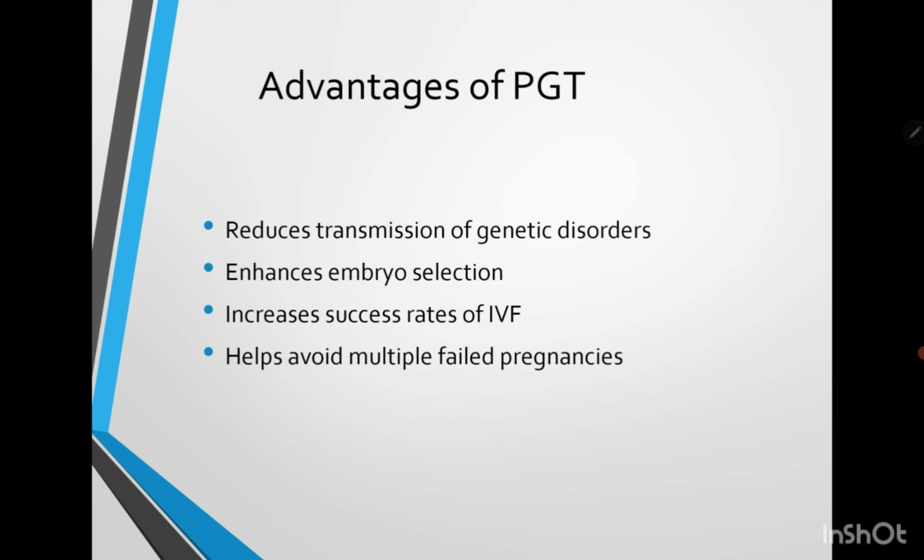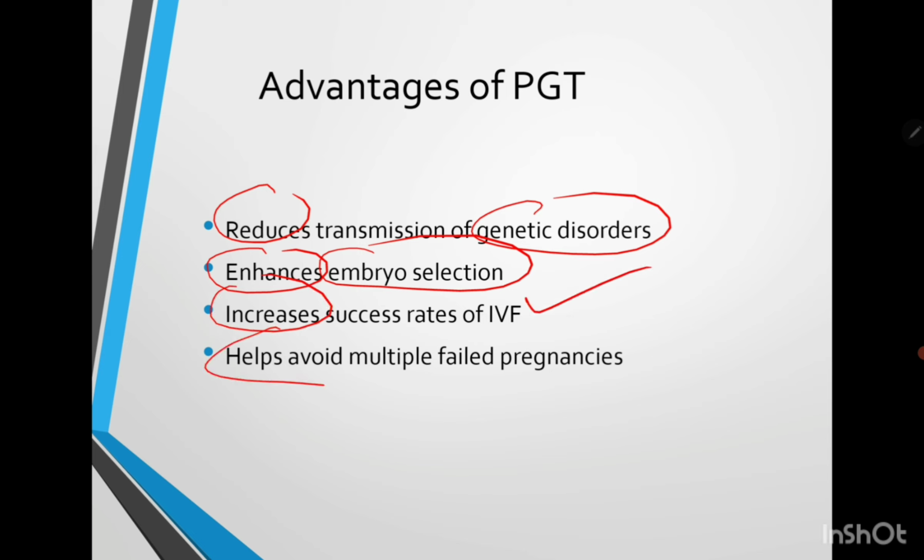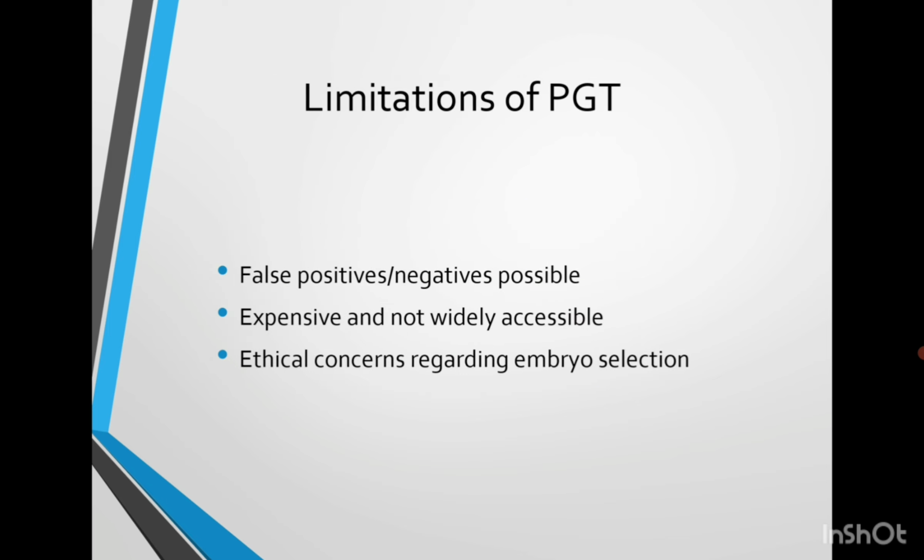properly. What are the advantages of preimplantation genetic testing? The advantage is to reduce the transmission of genetic disorders and enhance embryo selection, because you select the particular embryo that has no abnormality. It also increases the success of IVF and helps avoid multiple failed pregnancies. Basically, if you stop the transmission of genetic disorders, you can enhance embryo selection and decrease IVF failure and multiple pregnancy failure. Limitations: false positive, false negative, irreversible, expensive, not widely accessible, and ethical concerns regarding embryo selection.